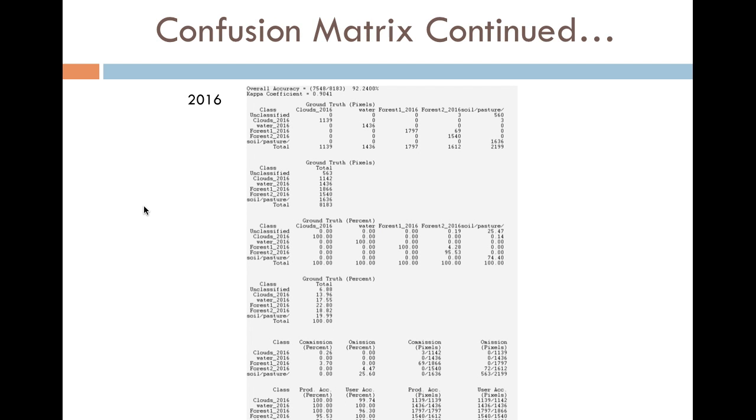This is my confusion matrix for 2016. My overall accuracy is a lot lower. It's 92%, but I mean, still pretty good. That has a lot to do with my classified areas in this soil pasture area, which is most likely the clouds. That didn't exactly get picked up.